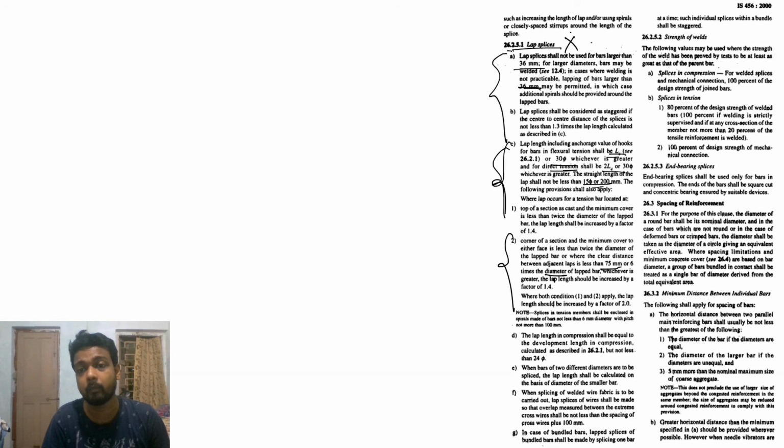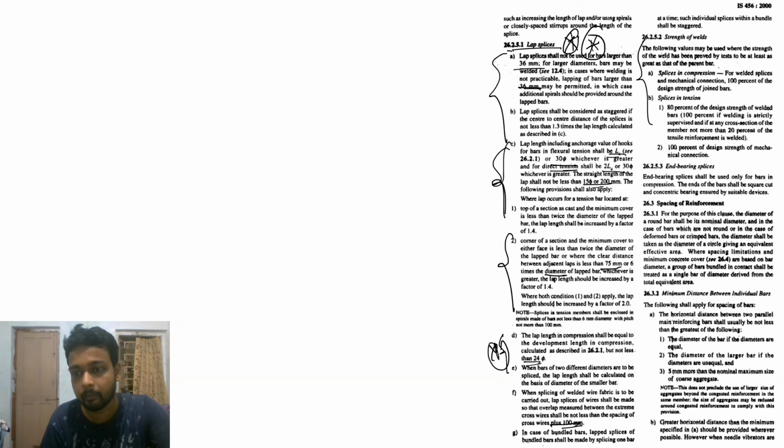So this clause 26.2.5.1 is very much important. Okay. The lap length in compression shall be equal to the development length in compression, 24.5. Again, when placing welded wire fabric, the lap should be not less than the spacing of cross wires plus 100 mm. Strength of weld is 100% load transfer, so you can read it or not, no need to read.